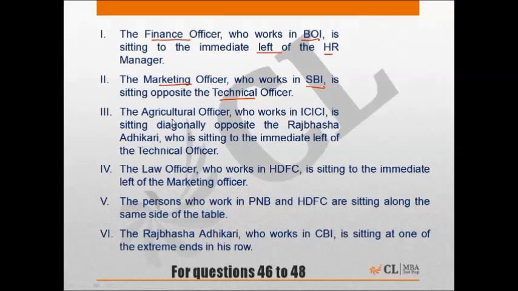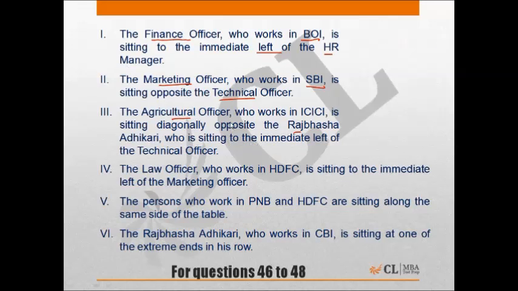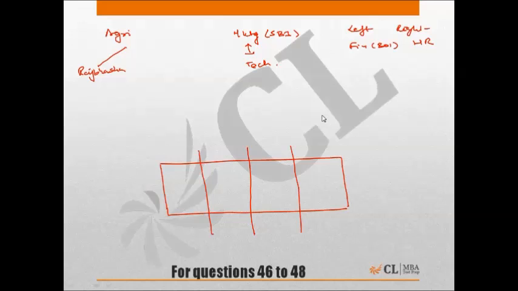So we have the agriculture officer and Rajbhasha Adhikari being diagonally opposite. Let me just put that piece. So agriculture and Rajbhasha. So these are diagonal. The agriculture officer and Rajbhasha Adhikari are sitting diagonally opposite each other. The agriculture officer works in ICICI and Rajbhasha Adhikari is to the left of the technical officer. So he is to the left of the technical officer. So the technical officer should be here. The agriculture officer works in ICICI.